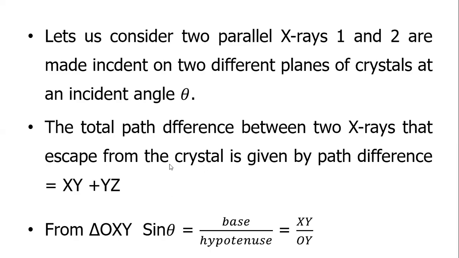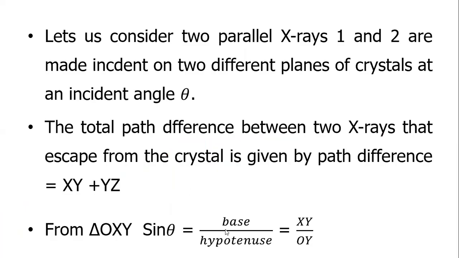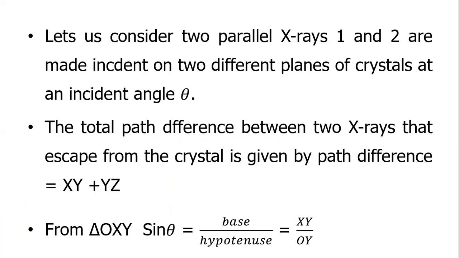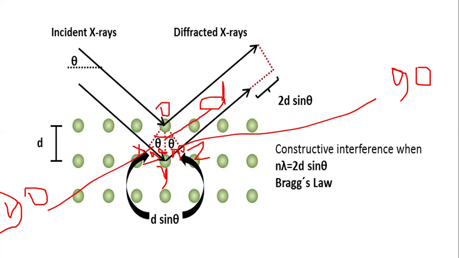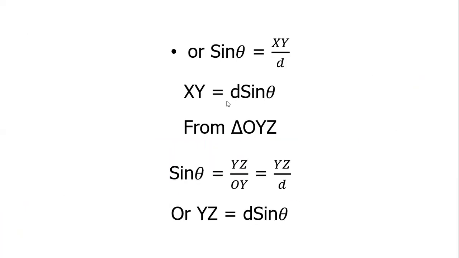From the right angle triangle OXY, sine theta equals base over hypotenuse. In the triangle OXY, base is XY, and OY is the hypotenuse. This is the perpendicular. So sine theta equals XY over d, and from simplification, XY equals d sine theta.